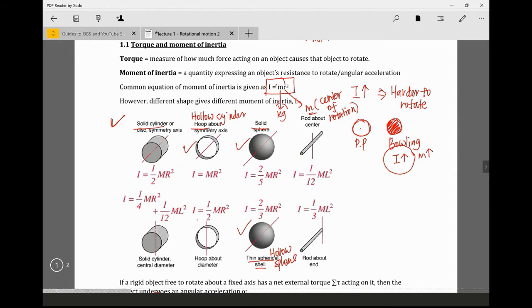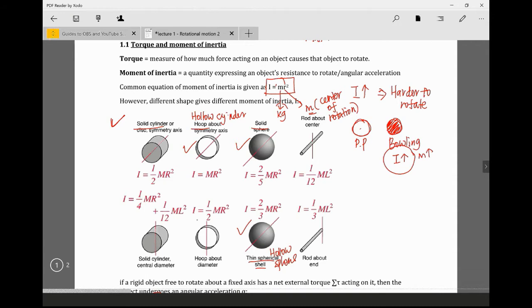Same goes if these two balls are now spinning. If I want you to stop the ball with your pointing finger only, see which one is easier to stop now? It's the ping pong ball again. The one with higher moment of inertia will resist the change, either when it is rotating or when you want it to be rotated.